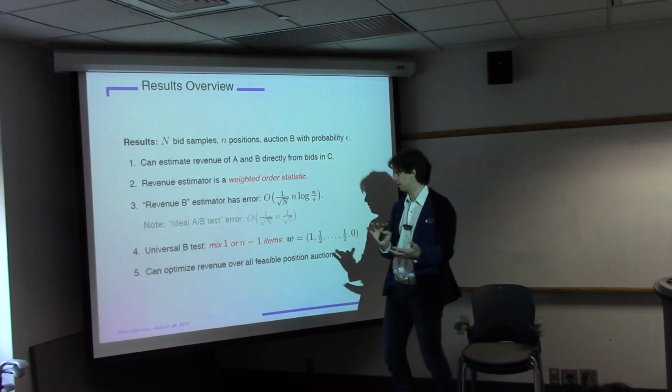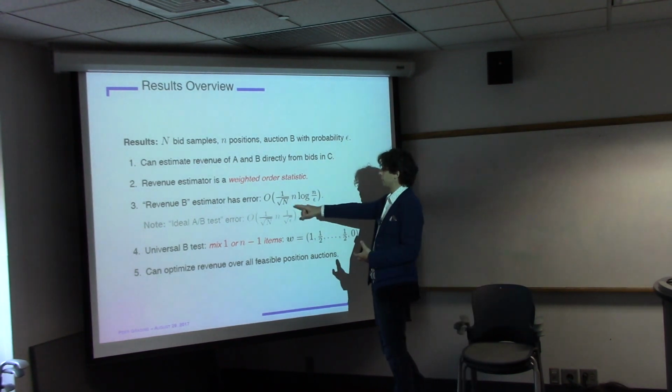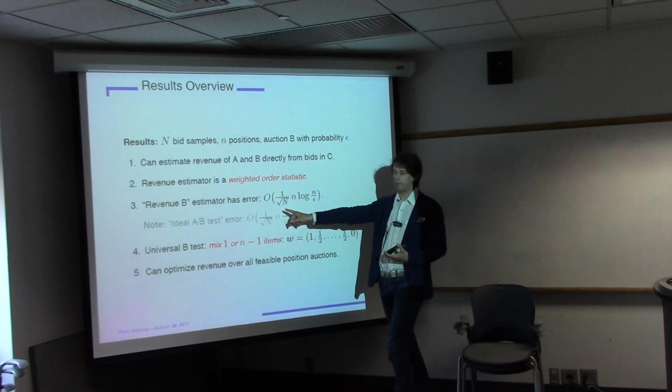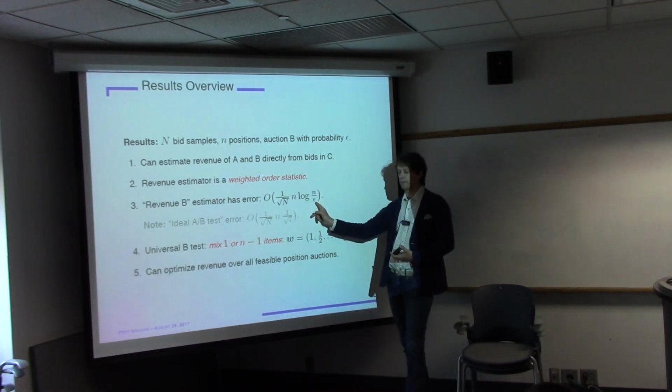Super simple estimator. Okay, the error of this estimator looks like this, where capital N is the number of samples you had from the bid distribution, little n is the number of bidders in the auction, and epsilon is the probability that you ran B. Okay, so you can run B with very small probability because it appears in the log.